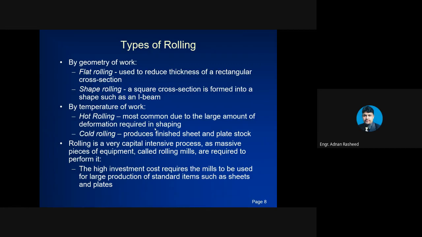Rolling is a very capital intensive process, as massive pieces of equipment called rolling mills are required to perform it, and rolling mills are very expensive. That is why it is a capital intensive process. To perform rolling, we need rolling mills. The high investment cost requires the mill to be used for large production of standard items such as sheets and plates.